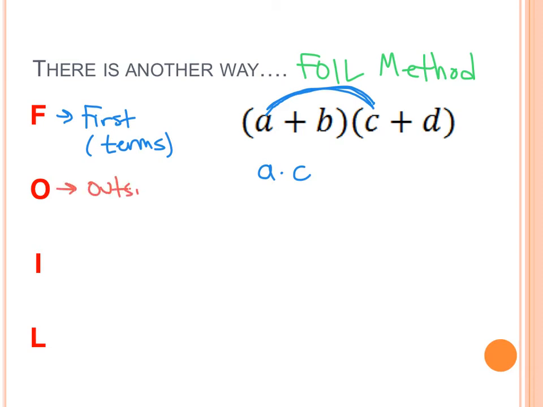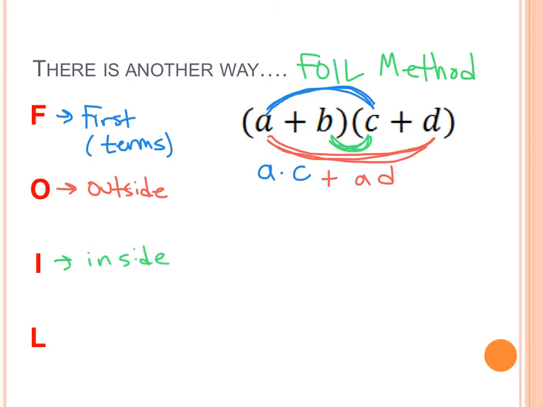The next one, O, would be the outside terms. So I look at the two terms that are on the outside. So A and D. That's on the outside. It's kind of like the edges there, and we'll multiply those together as well and say plus A times D. Now the next one would be the inside terms. So I look at the two terms that are on the inside. So we have B and C right here. Add those to our expression.